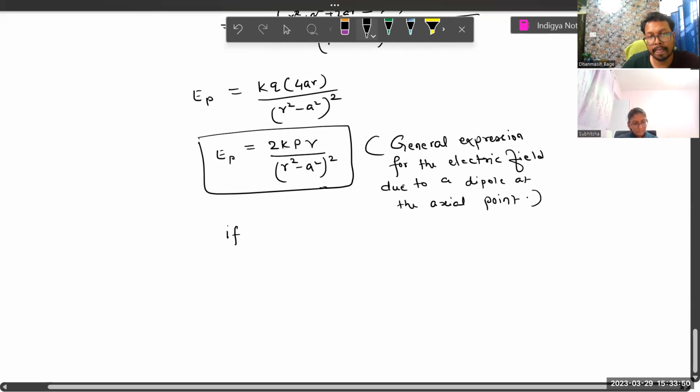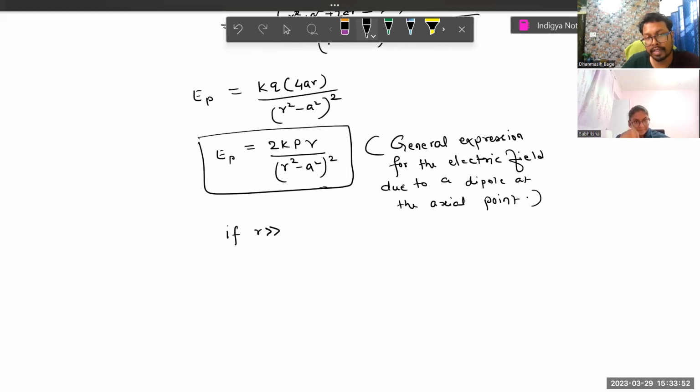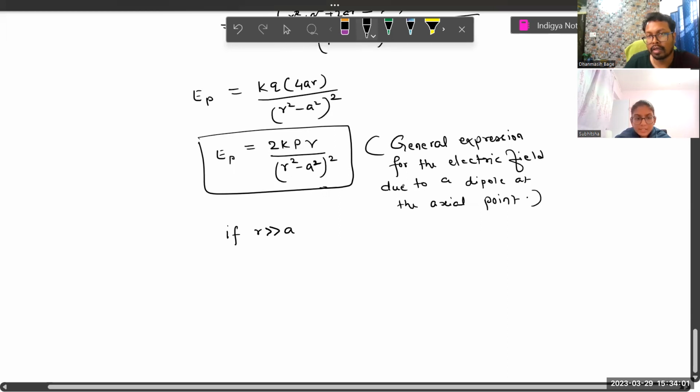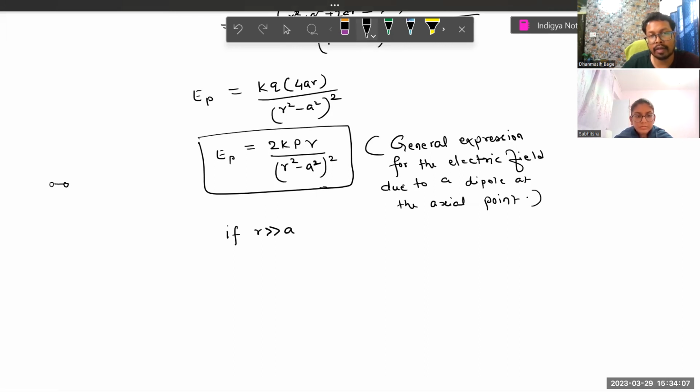If R is much greater than A, then we can simply neglect A square. It means A is very small, right? A is very small. It is something like this. If the dipole is this length, and we are calculating the electric field somewhere here, from this distance, this will appear to be a point charge, right? Something like this. That small distance will not even be visible.